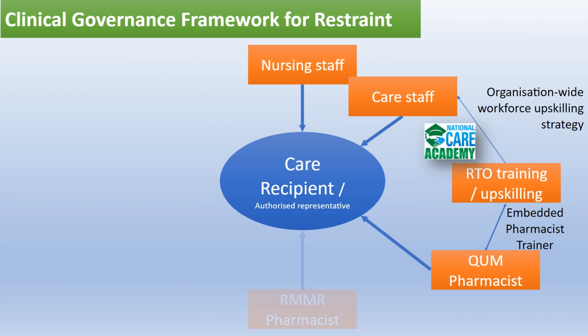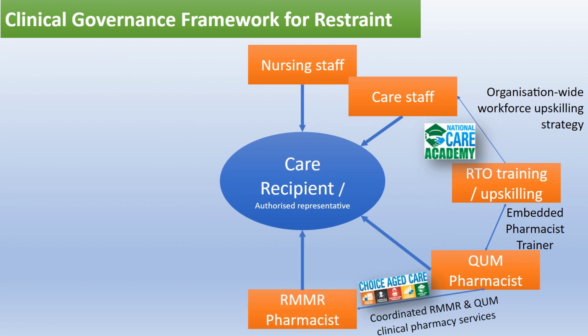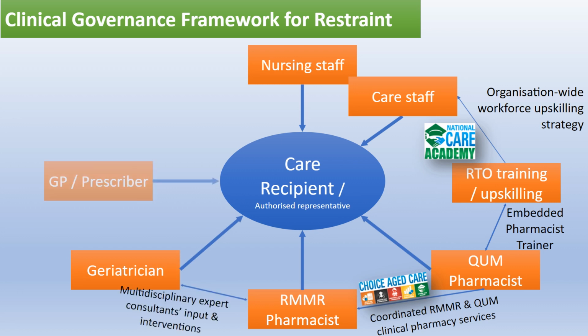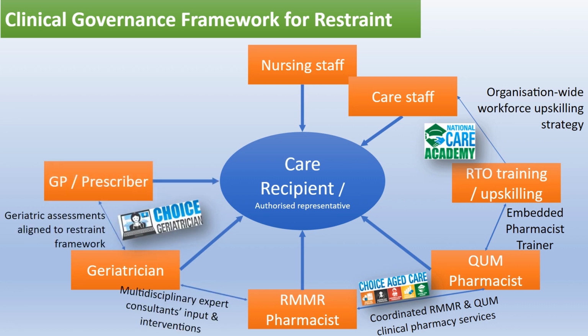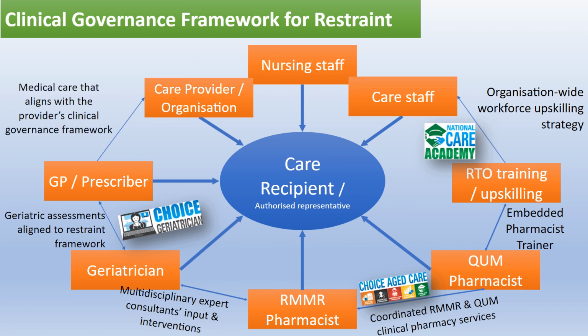Who is involved in the clinical governance framework for restraints? So you've got the care recipient and the authorized representative or family member, next of kin in the middle, and then you've got lots of professionals involved in their care. There's nursing staff and care staff. There's workforce involved in upskilling. There are pharmacists, geriatrician, general practitioner, and a care provider and an organization.